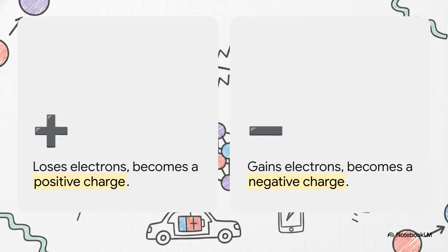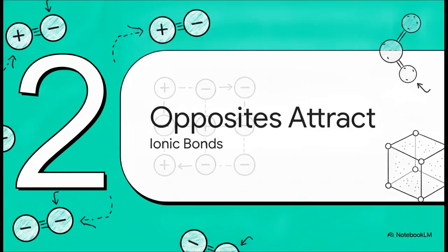On the flip side, gaining an electron brings extra negativity, creating a negative anion. So, lose a negative, become positive. Gain a negative, become negative. Makes sense, right?